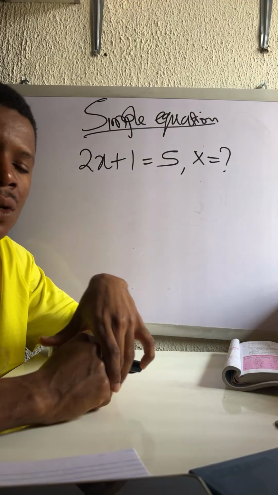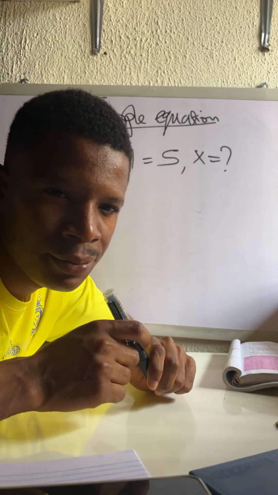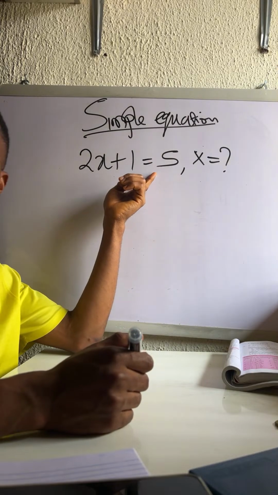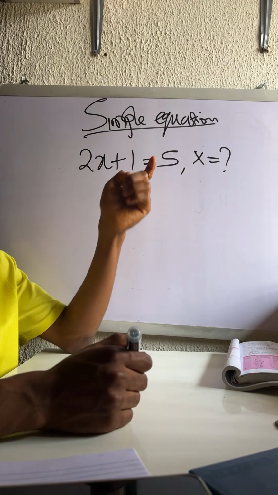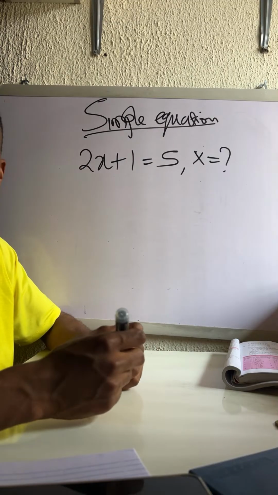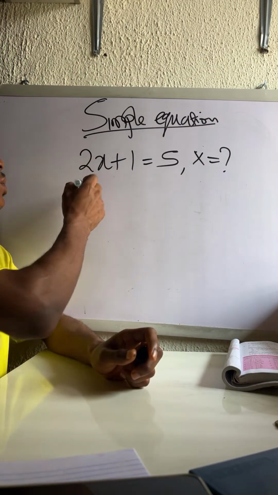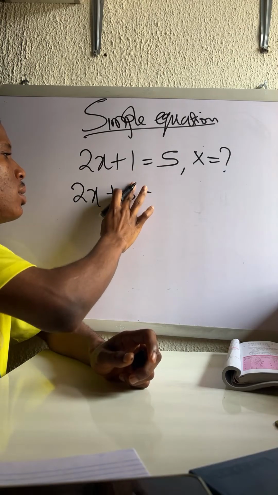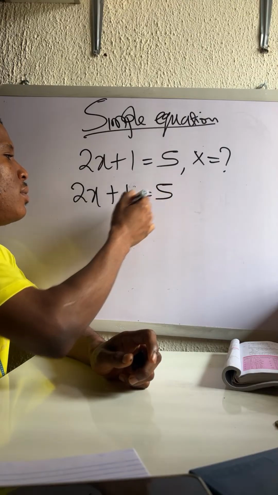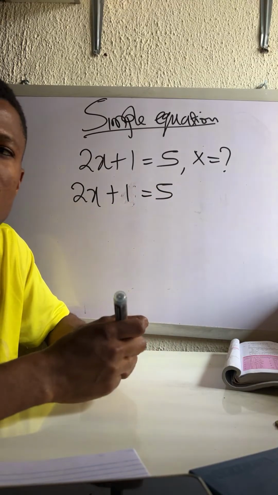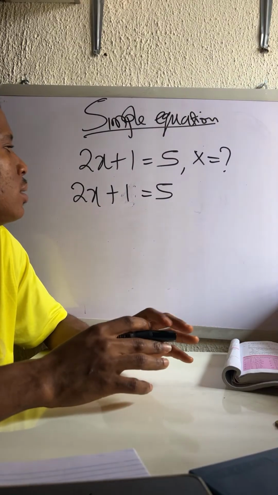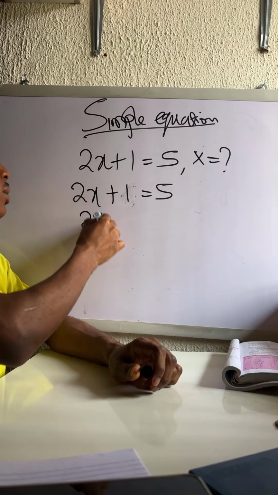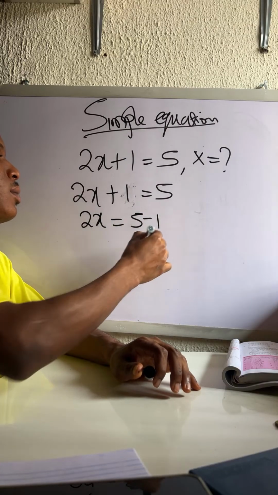To know that, it is very, very simple. When you have 2x plus 1 is equal to 5, all you need to do is to make one of the variables the subject of the formula. To get rid of the 1, all you need to do here is just to subtract 1 from both sides. This gives you that 2x is equal to 5 minus 1.